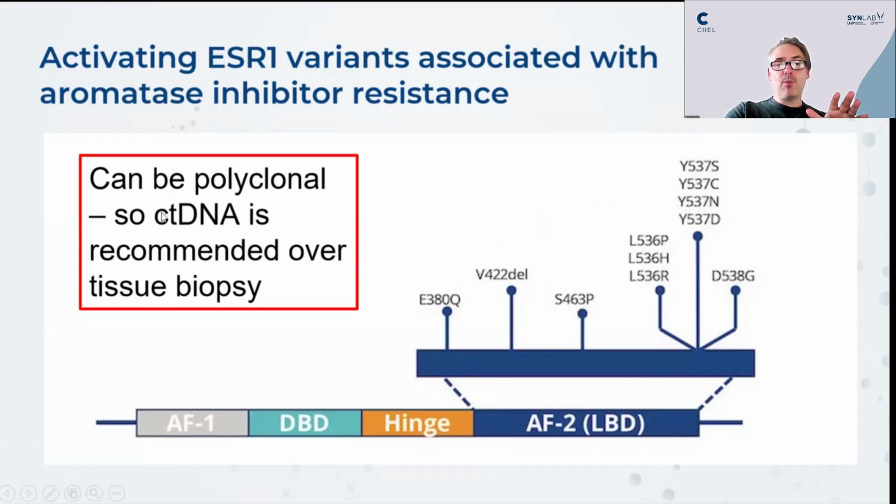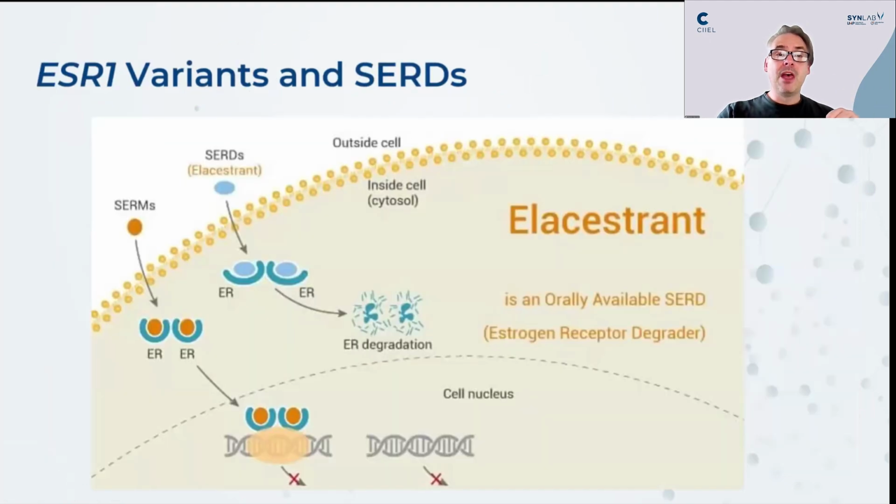And the whole benefit of ctDNA is that this could be polyclonal, because there are so many of these variants, and of course you can have multiple metastatic sites and they can all have different variants. So just sampling a single site might not give you the answer you need, and you might want to do this sequentially as well to look for development of other resistance variants. So ctDNA is recommended for this. Elacestrant is the first SERD. It's already available through the NHS, and this is a nationally commissioned service now in the UK.